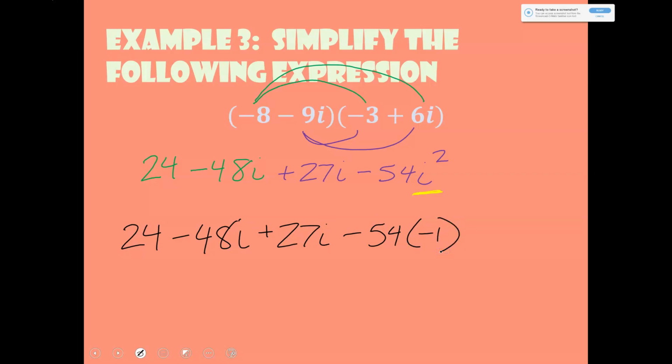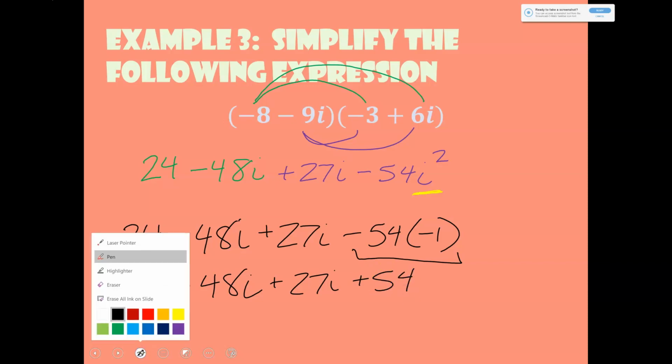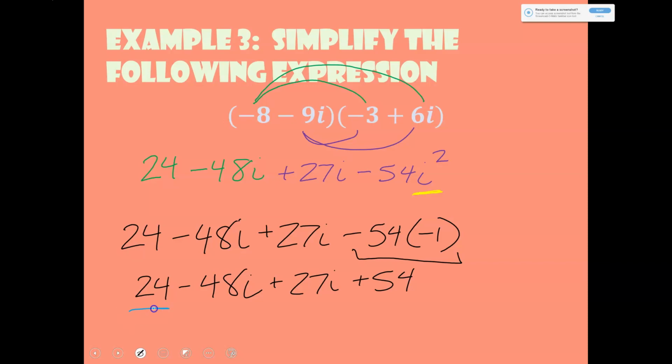All right, we can clean this up. Negative 54 times negative 1 will make it positive. So we've got 24 minus 48i plus 27i plus 54. Now let's clean those like terms up. 24 and 54 are a like term. So that's going to give me 78.